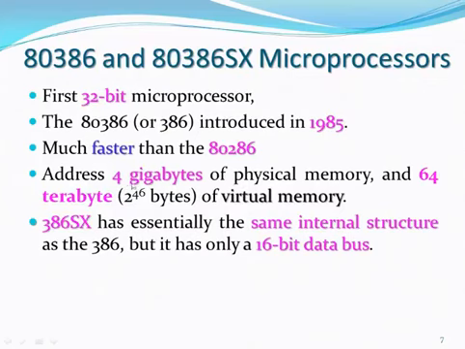Another, it can address 4 gigabytes. Earlier we had the concept of the megabyte. Now you are jumping to the gigabyte. Does it make sense? Of physical memory, and 64 terabytes of virtual memory. 64 terabytes. So you have all the flavors, megabyte, gigabyte and terabyte, with the 80386. But as I said, there are little changes coming with the 80386SX. It has the same internal structure as the 386, but it has only a 16-bit data bus.